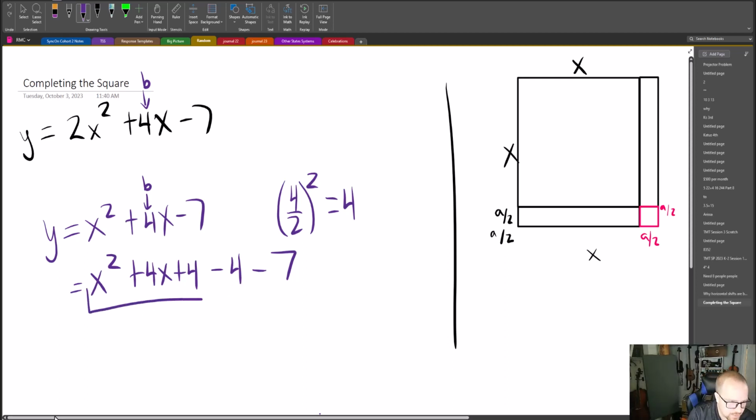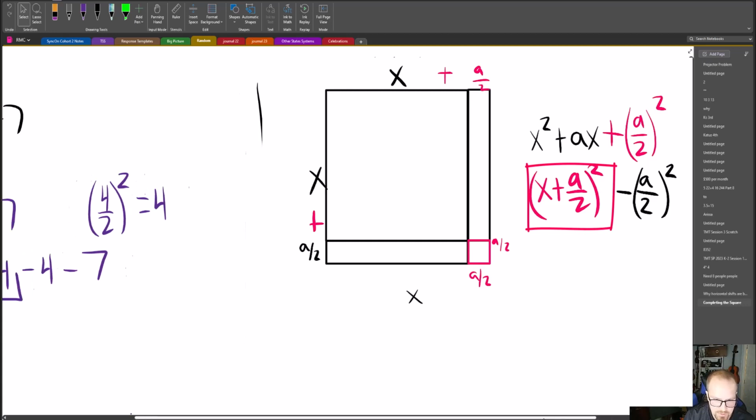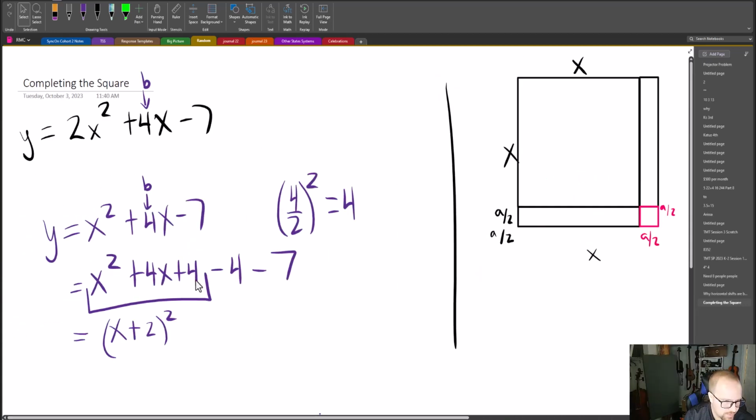But here's the cool thing. Go do your factoring tricks on this sucker, and you'll find out that it always factors, if you did this right, as x plus b over 2, remember that? Squared. I wrote it as a here, x plus a over 2 squared. If we multiply this out, we find that it equals this. Cool. So this thing is equal to the thing up here. But we still have the minus 4 and the minus 7 here, and we can put those together to get minus 11.